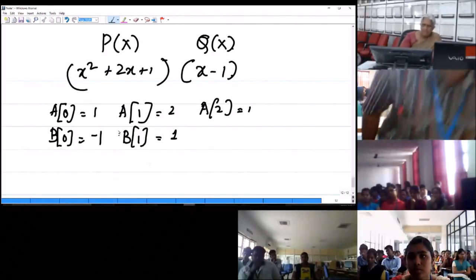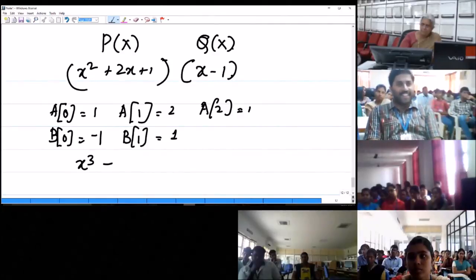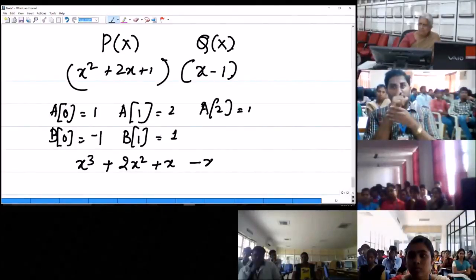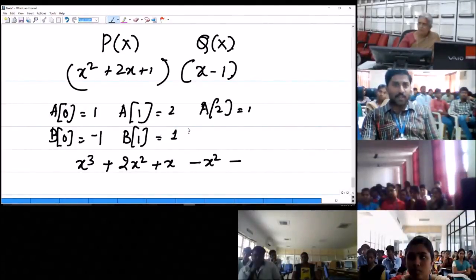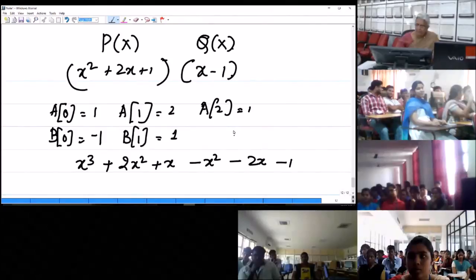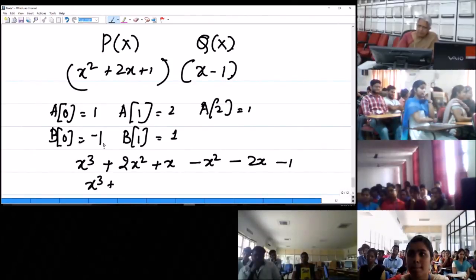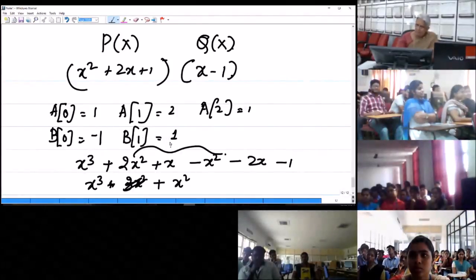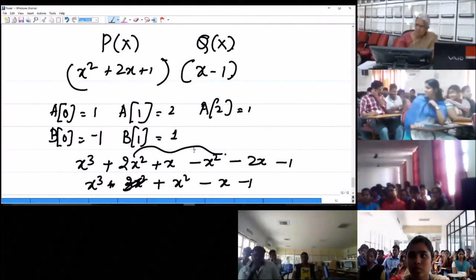When I take the product, let me just multiply this. I have x cubed plus 2x squared plus x, minus x squared, minus 2x, minus 1. This is what we have. So what we see is that the polynomial is of degree 3. I have to add all of these together: x cubed plus 3x squared minus x squared, which is x cubed plus x squared, and minus x minus 1 is your answer.